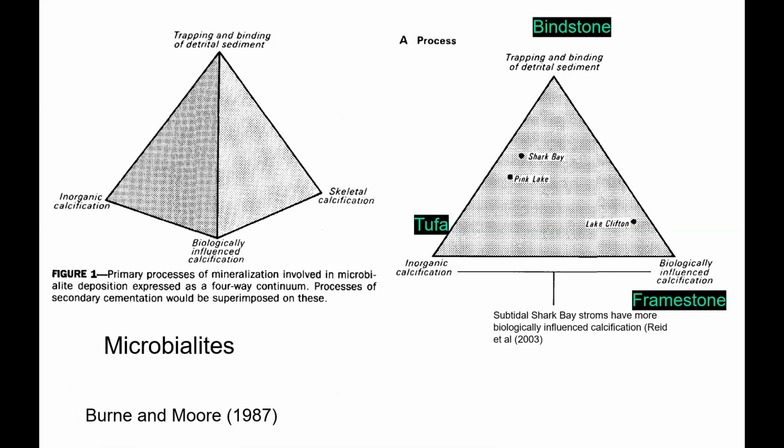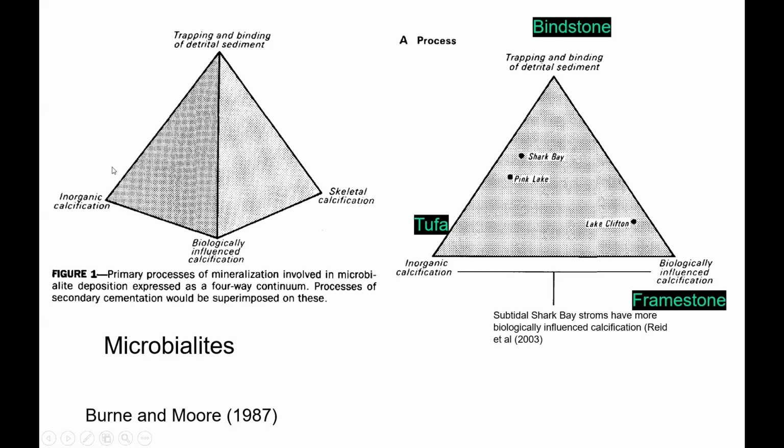Excellent. So there are lots of different processes that go on then, and one of them is trapping and binding of sediment, and that's at the top of this diagram. Another one would be inorganic precipitation of cement. Another one would be biologically influenced calcification. That's when the calcium carbonate grows in the EPS. And so the things I'm talking about belong on that triangle. Whereas skeletal calcification, that will be like a coral, that will be like a recognizable organism. So we're not in that bit of the diagram. We're in this triangle here.